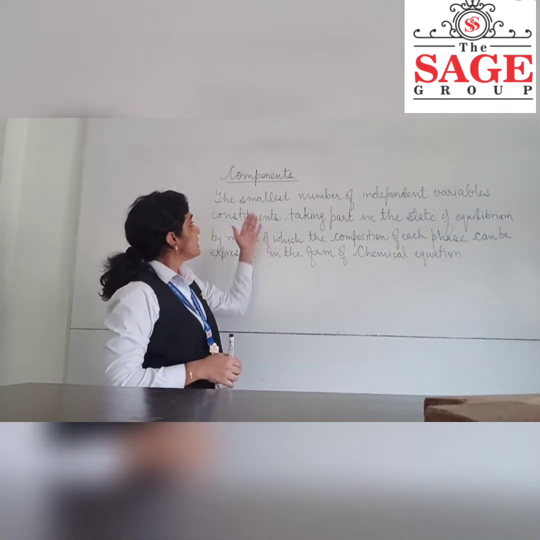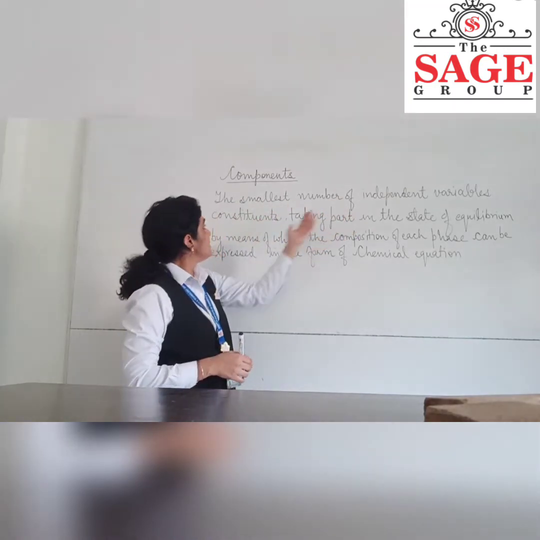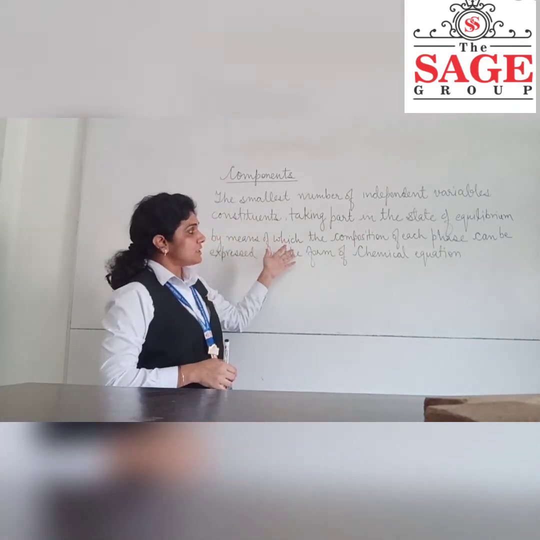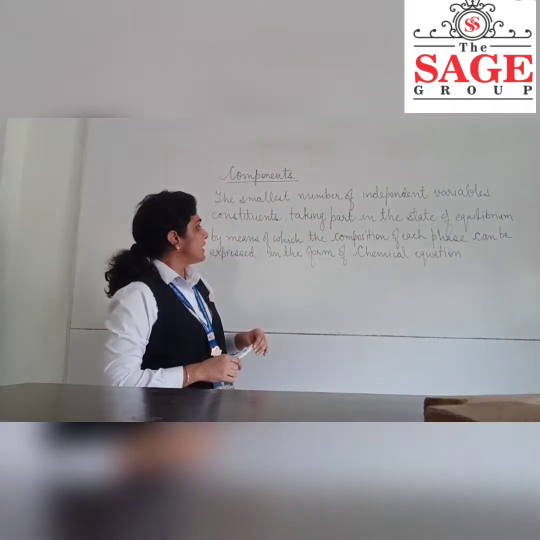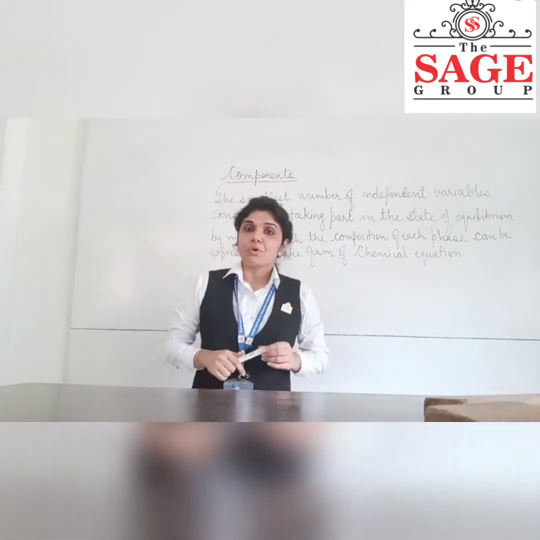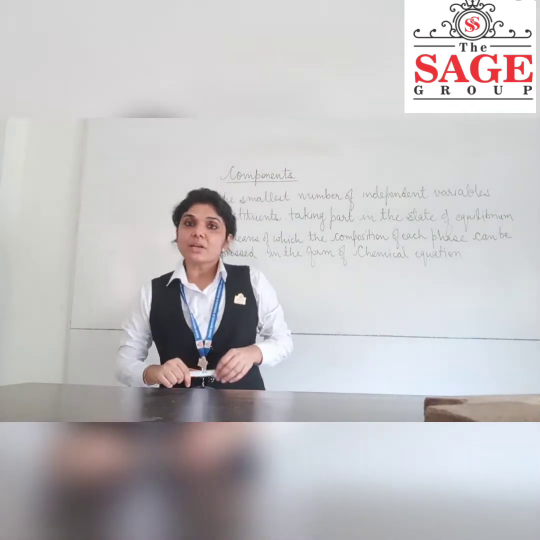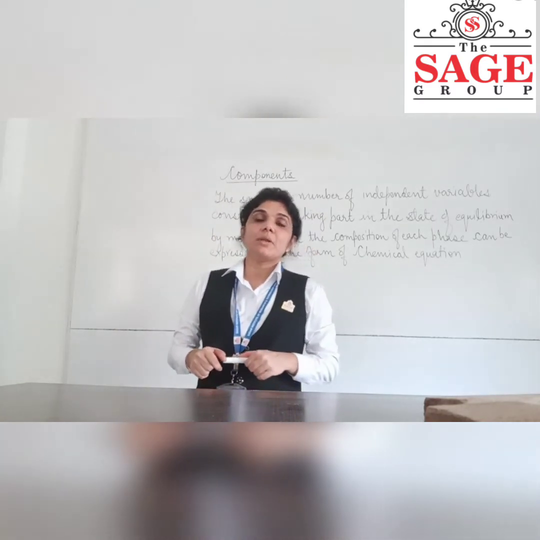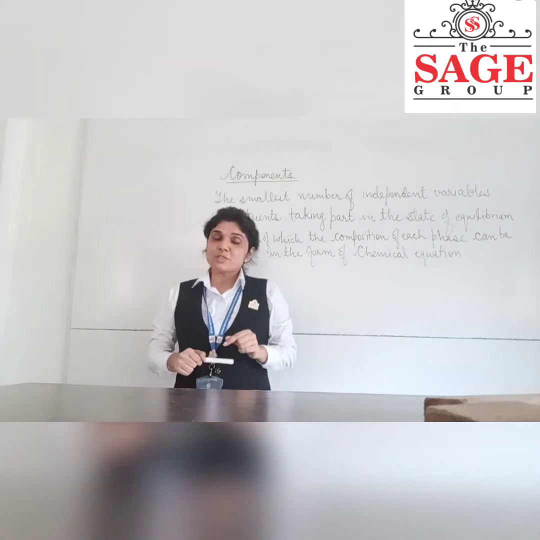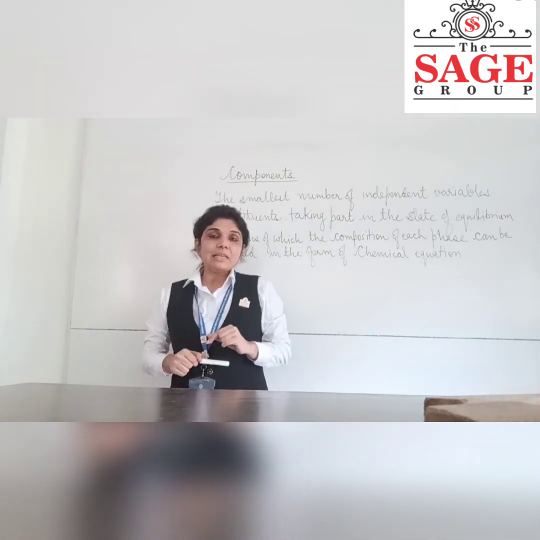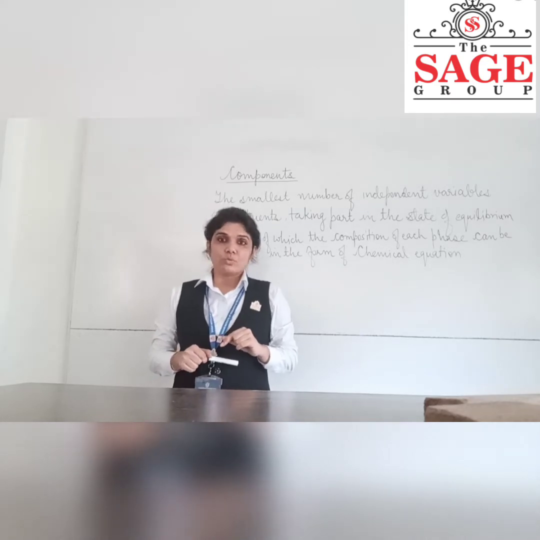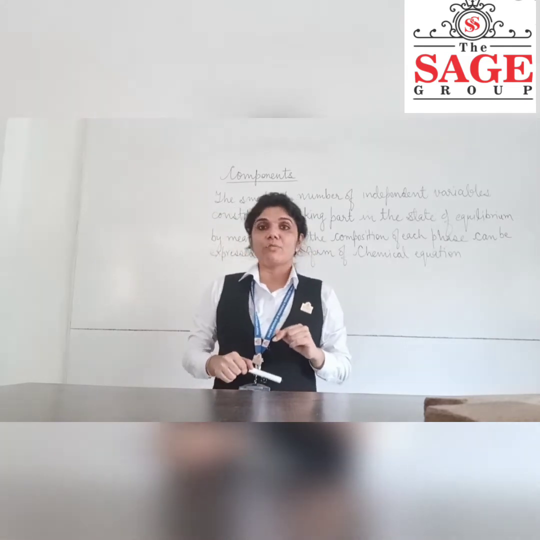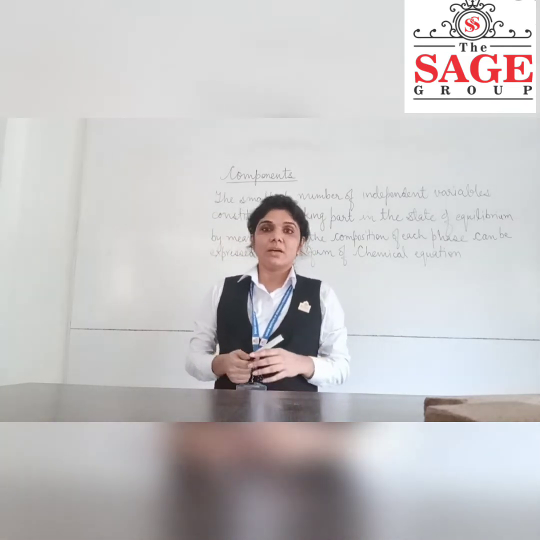What are components? The smallest number of independent variables, constituents taking part in the state of equilibrium, by means of which the composition of each phase can be expressed in the form of a chemical equation. What does it mean? It means that if we are considering any equation or any reaction that is present in an equilibrium condition, then we can easily find out the composition of the phases present in that equation. And that composition is given by the chemical formula of those substances that is present in the equilibrium condition.